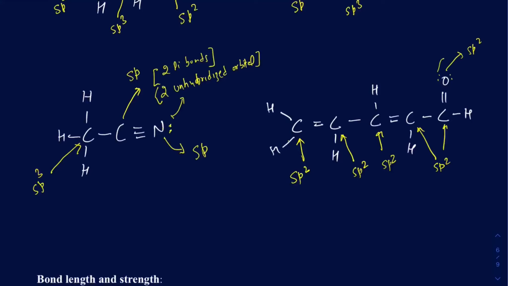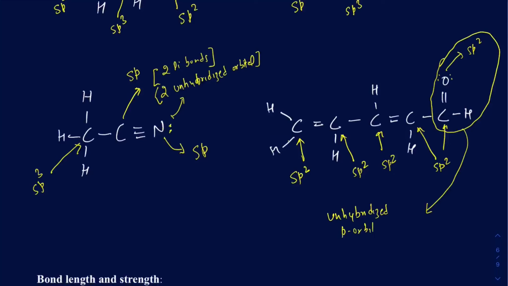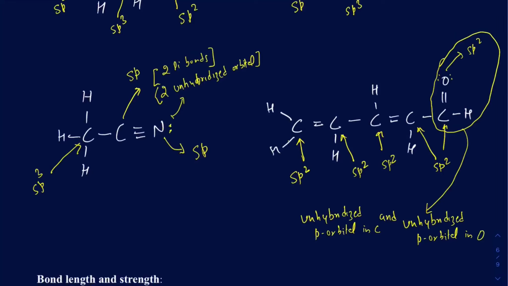Now, the other type of question you would see here, let's just focus on this part here, they could very well ask you what kind of orbitals are making the pi bond between the carbon and the oxygen there. So you have an unhybridized p orbital in carbon and an unhybridized p orbital in oxygen that are overlapping to make a pi bond.